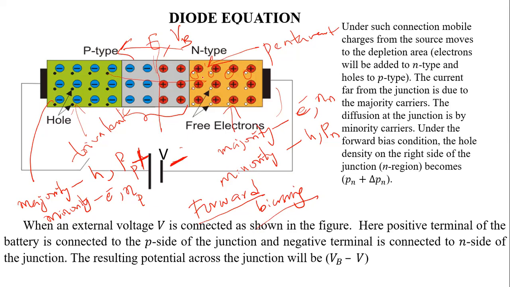So when we have this external connection, it results in transfer of free electrons from the n side to the p side, and transfer of holes from the p side to the n side. So in the p side, this was your concentration of free electrons.